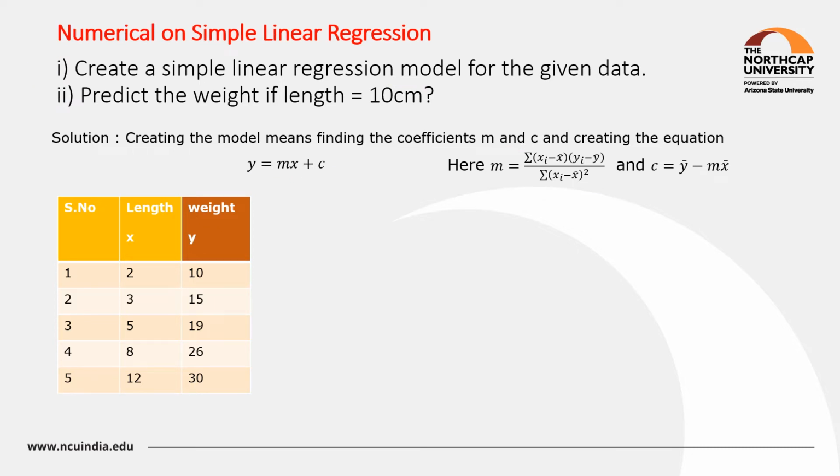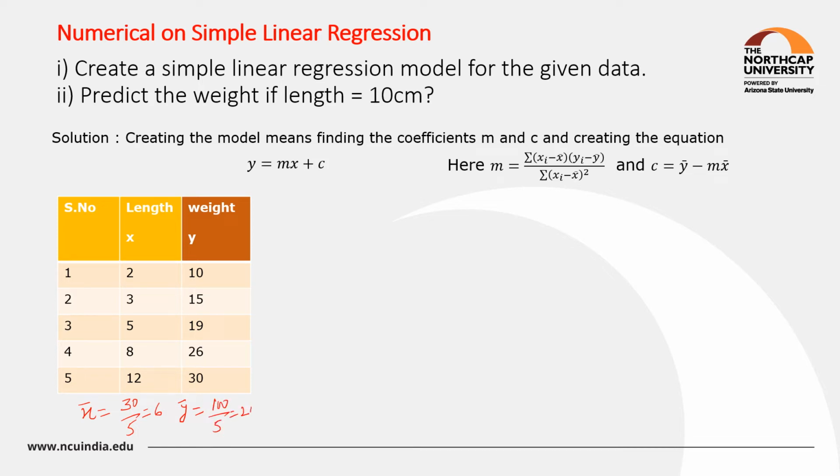First, find x bar. x bar is the mean of x values, 2 plus 3 plus 5 plus 8 plus 12 divided by 5. It is coming out to be 30 divided by 5, that is 6. And y bar is 10 plus 15 plus 19 plus 26 plus 30, that is 100 divided by 5, which is coming out to be 20.